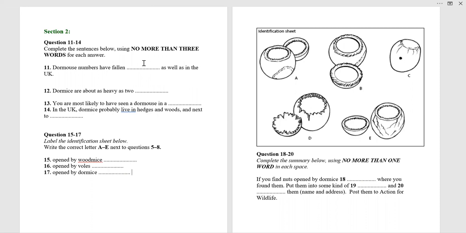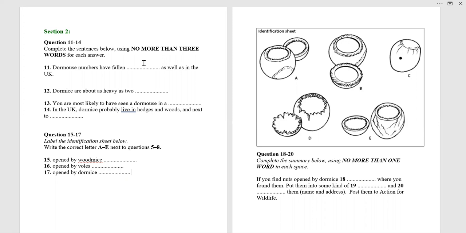Okay. Then the dormice are about as heavy as a couple of pound coins, that means 2 pound coins, right? Yeah. And you are most likely to have seen a dormouse in a picture, right? That's picture. What they have mentioned, and that's near to the pound coins only. And the farmland, next to farmland, the answer is singular.